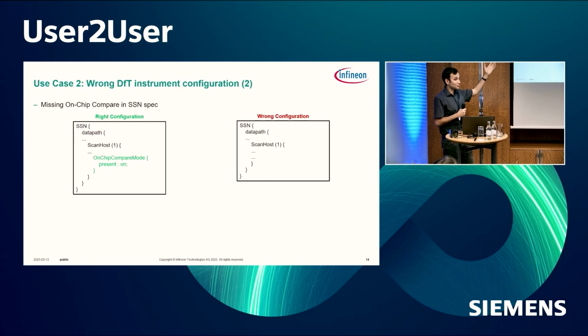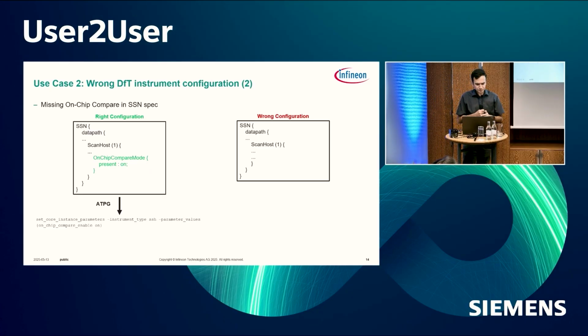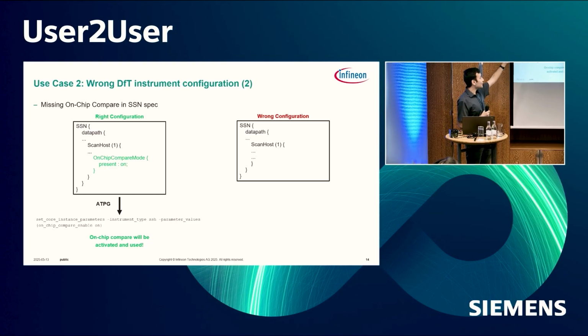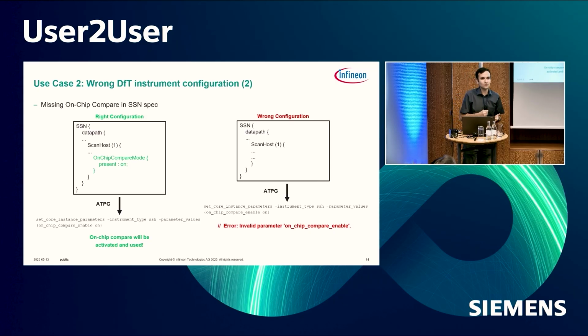And it's something you are going to use during, for example, your ATPG pattern generation. So if you insert the SSN correctly, and during the ATPG you try to enable the on-chip compare, everything should work correctly, and you should be able to generate patterns. However, if you forget it and then try to set it to enable during the ATPG, of course, it doesn't work. You get an error directly during the ATPG. And then you say, okay, there is no on-chip compare enabled. Probably forgot to insert on-chip compare. Let's go and fix it.